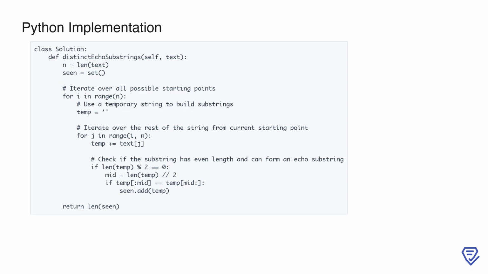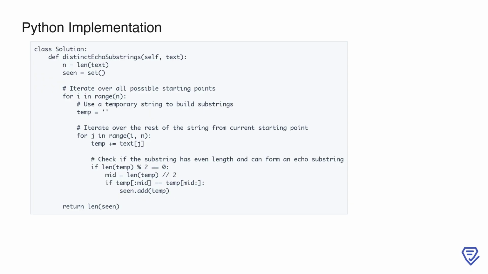Here's a detailed explanation. 1. Initialization. The variable n holds the length of the input text, and seen is a set used to store distinct echo substrings. 2. Outer loop. The outer loop iterates over all possible starting indices i of substrings in text. 3. Inner loop. For each starting index i, the inner loop iterates over all possible ending indices j, building substrings incrementally in the variable temp.